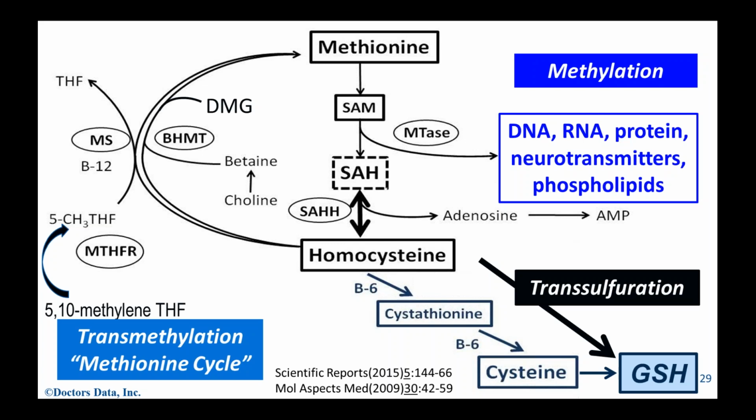Then we go on down to SAH, and then from SAH, in a reversible reaction, there is a conversion of SAH to homocysteine. Homocysteine, of course, is the branch point where we can go off to the right, down through transsulfuration, through cystathionine to cysteine to glutathione, or we can go off to the left and remethylate homocysteine to form methionine through a series of enzymatic reactions.